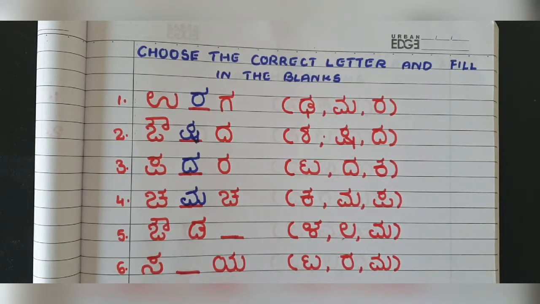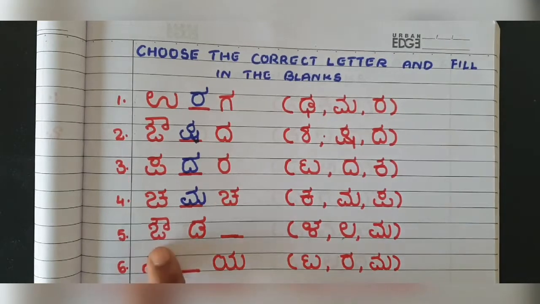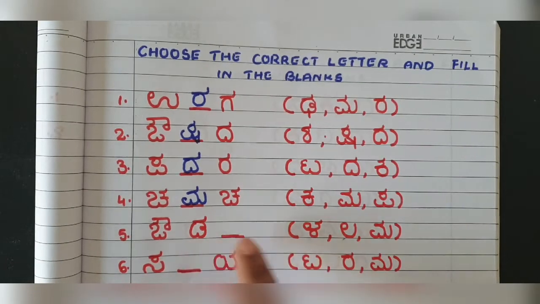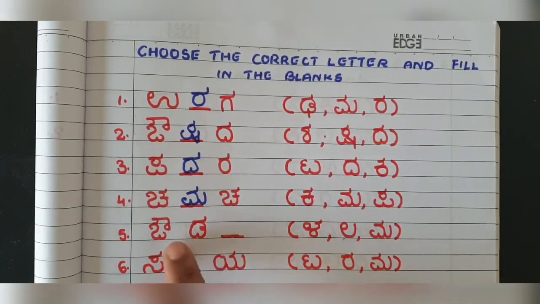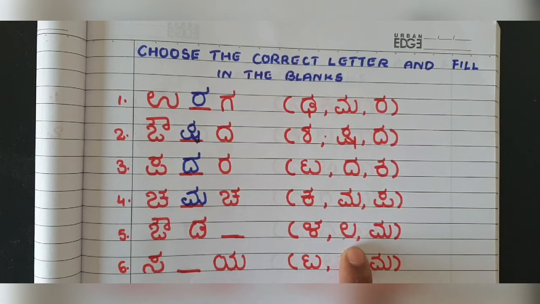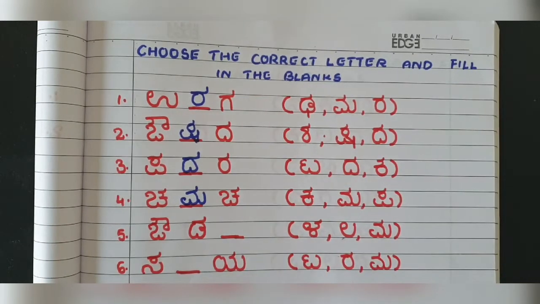So we'll go to the fifth word, which is au da dash. So au da la. Okay, au da la, au da ma. So again we have two las, right? So this is where the confusion comes. So what does audala mean? Audala means castor tree, right? So now you need to choose which is the letter we are supposed to write here. Both sound the same, right?